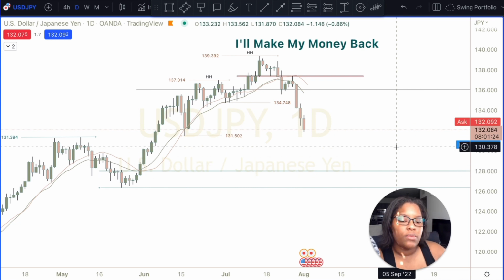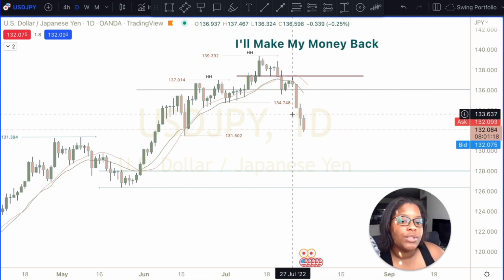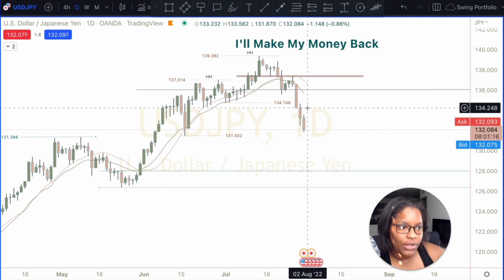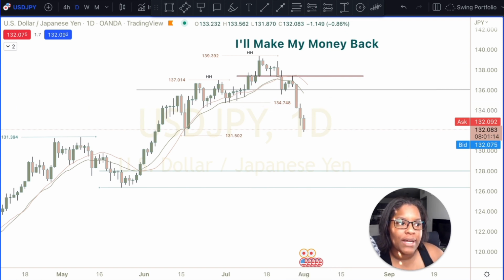Another reason why I'm talking about this is because this is also a counter trend trade that I'm looking at. I don't want to get stopped out on a counter trend trade, so I'm just going to hold off and see what happens.